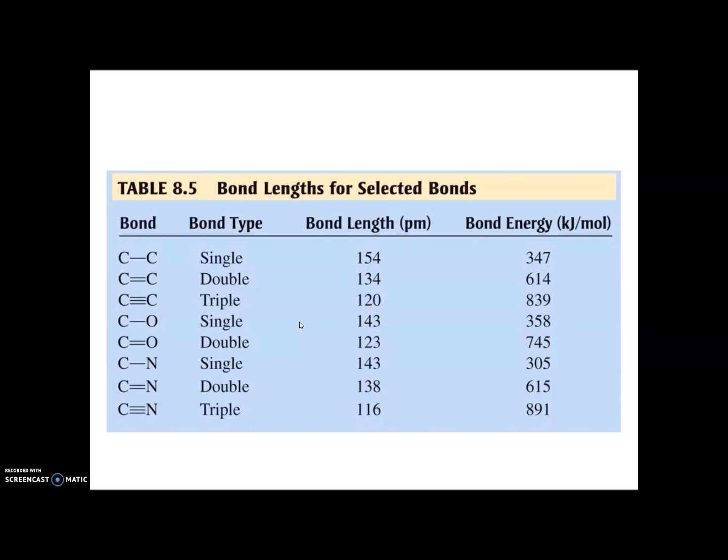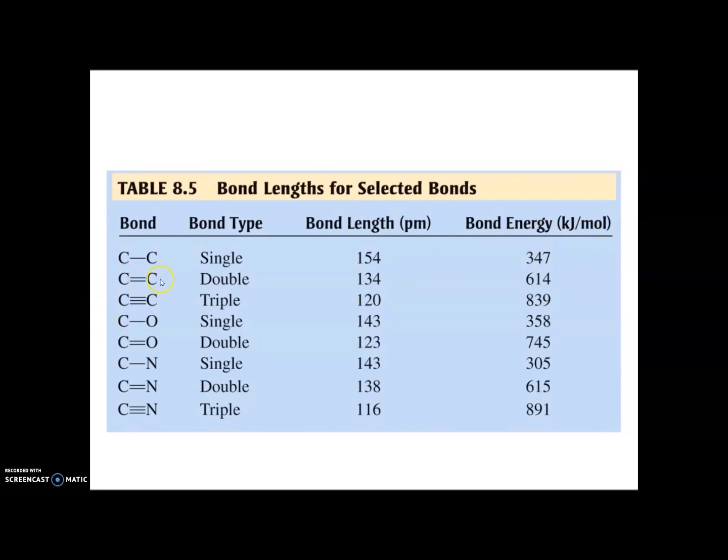And there's a whole bunch of different bond energies and bond lengths that you could look up. You'll never be asked to memorize these, but it is helpful to notice some trends. Let's take a look at a carbon to carbon single bond. The bond length is 154 pm, which stands for picometers, 10 to the negative 12 meters. The bond energy associated with a carbon to carbon single bond is 347 kilojoules per mole.